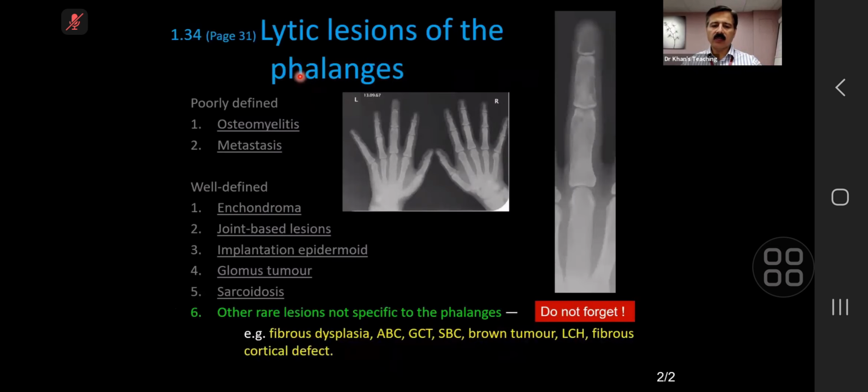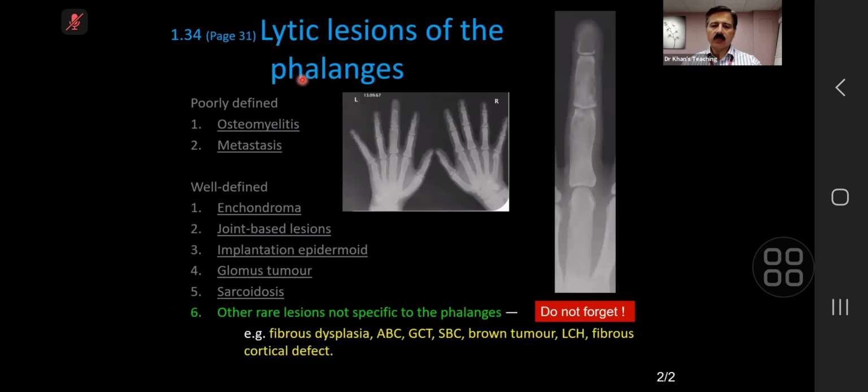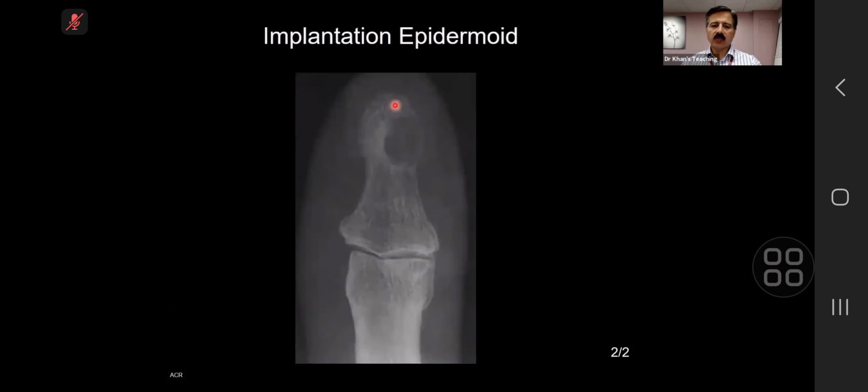On the other hand, the implantation dermoid will be on the palmar surface and it will be a lesion which has a marginal sclerosis because it is within the bone. That one was causing scalloping. This is the difference.